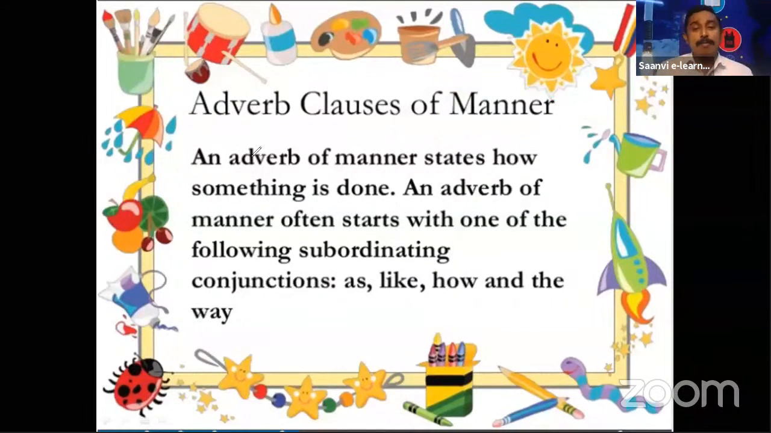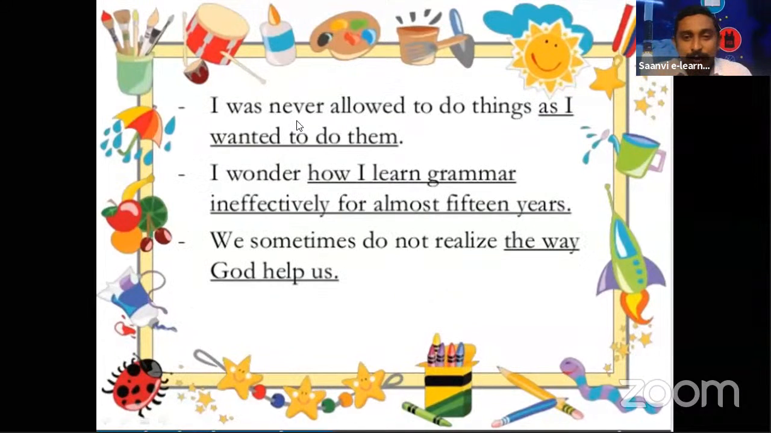An adverb of manner states how something is done. Let us see some examples. I was never allowed to do things as I wanted to do them. "As I wanted to do them": how I wish to do. My parents did not allow me to do the things how I wish to do. Always I do the things in the way that they say.